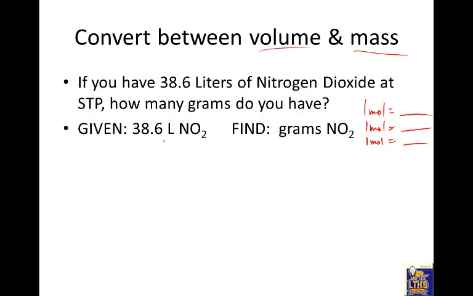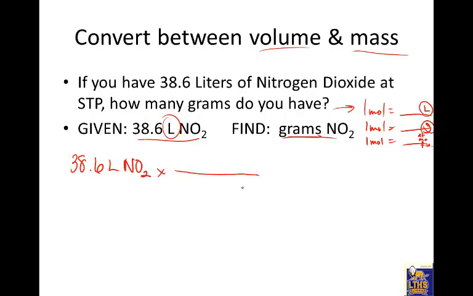Okay. In this problem, we're given 38.6 liters of NO2. Try to find grams. So it doesn't matter how I do these, which one goes first, which one goes second. I have to know them all. If my given has liters, then I know I have to use the mole conversion with liters in it. If my find has grams, I know I have to use the mole conversion with grams. So this is a 2-step problem because the units are in 2 different equalities.